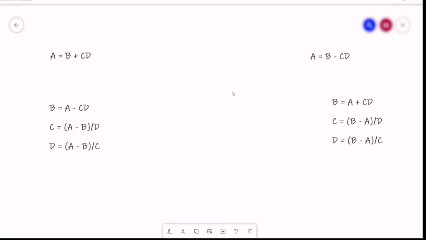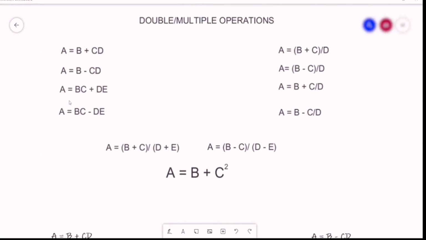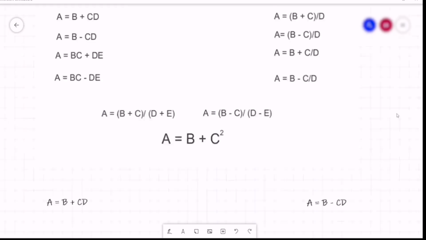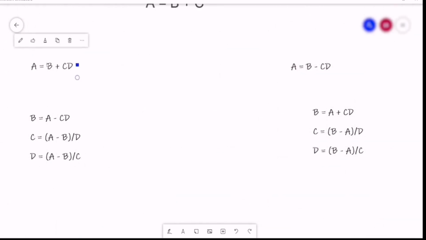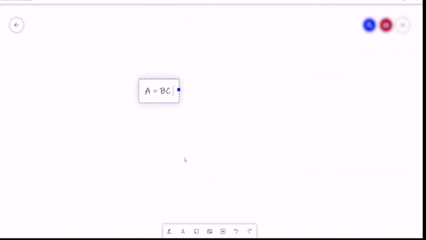So here are the corresponding formulas whenever one of the terms is missing in each of these types of formulas. And now let us move on to the next type of formula that involves double and multiple operations. Right, let's move on to these next two. We have here A is equal to BC plus DE, and A is equal to BC minus DE.